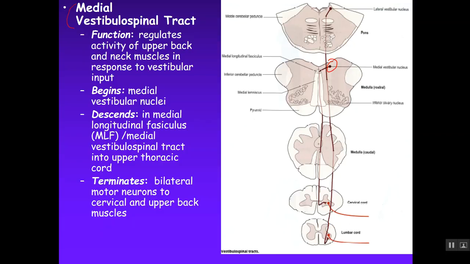So it starts right there. So let's talk about function. It regulates activity of upper back and neck muscles in response to vestibular input. So if my head starts getting tilted forward, my vestibular apparatus is telling me the angle of my head is changing. Turn on my upper back and neck muscles so my head doesn't flop forward. So it's turning those on to keep my head in this position.